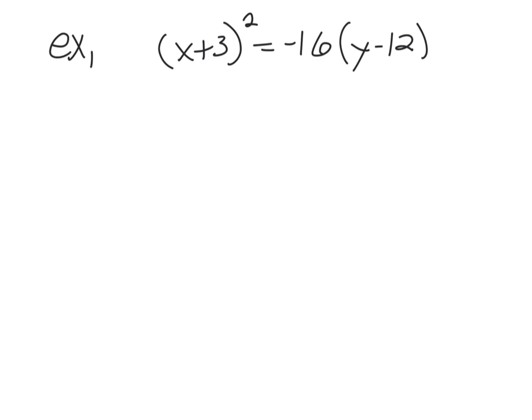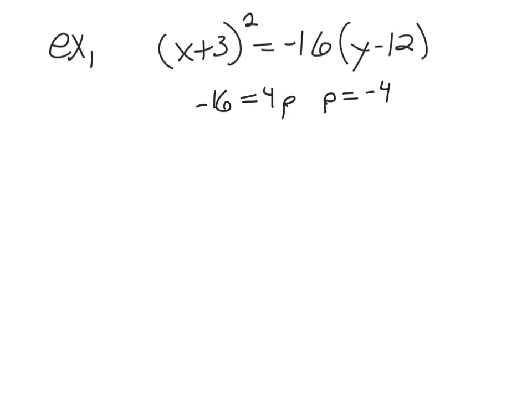So let's look at an example really quick. (x + 3)^2 = -16(y - 12). The first thing I want to think about is, is this horizontal or is it vertical? Since we've got x squared, I can tell this is going to be a vertical parabola. The next thing I want to do is figure out, is it going up or is it going down? And to figure that out, I'm going to look at my p-value. So I know -16 = 4p. That means p has got to be -4. And that tells me this is going to be pointing down.